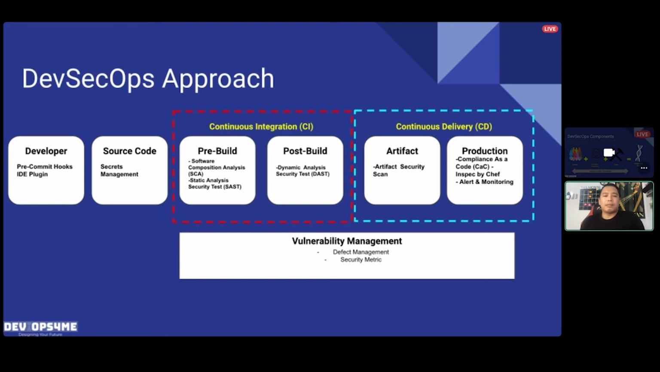For artifact management, we have an artifact security scan. It's used to detect security vulnerabilities and licenses in your artifact component or your binary. On the production environment, you can use compliance as code, like using Ansible, or we can use InSpec by Chef that supports all OS. It will do server hardening on your environment. The last, you can have alerting and monitoring, the tools that you use to get alerts on security issues detected in your environment.